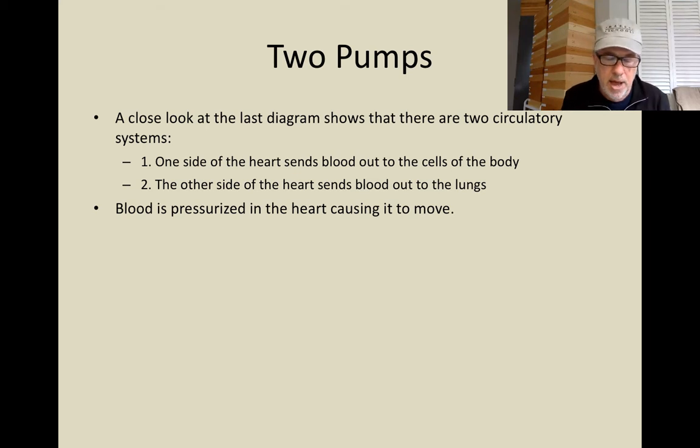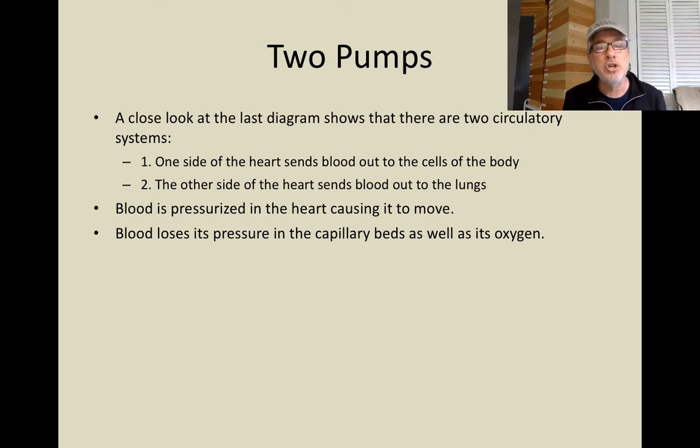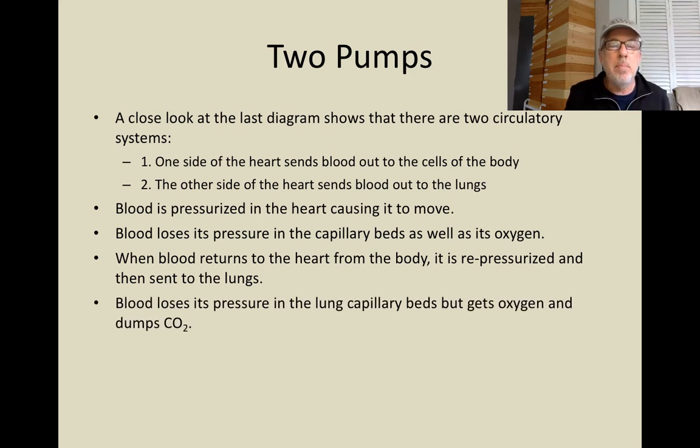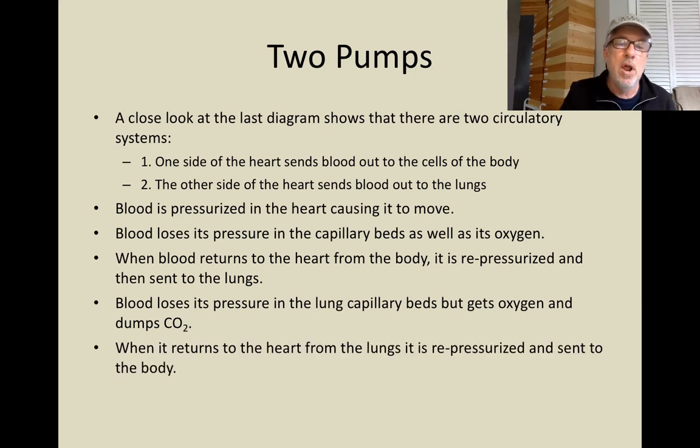The pressure supplied by the heart causes the blood to flow. Blood loses its pressure in the capillary beds, as well as its oxygen and the building block molecules, for example. And when blood returns to the heart from the body, it is repressurized and then sent to the lungs. Now, blood also loses its pressure in the lung capillary beds, but gets its oxygen and dumps its CO2 there. So that's the whole idea of the pulmonary circulation, to get rid of carbon dioxide and pick up oxygen. When it returns to the heart from the lungs, it is repressurized and sent to the body.